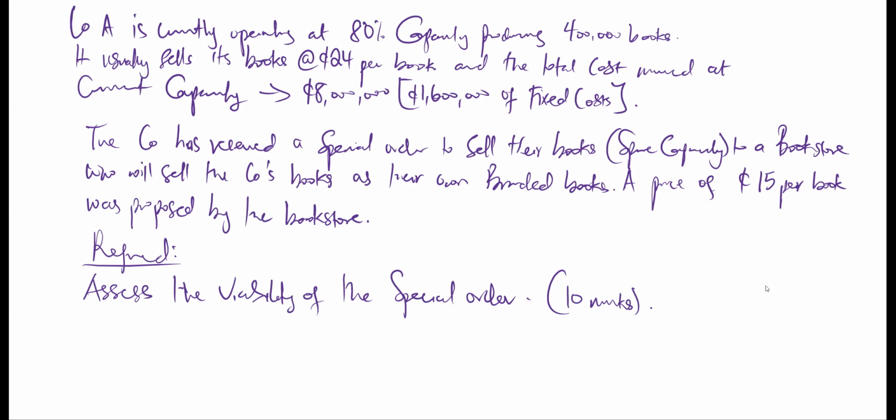Company A is currently operating at 80% capacity, producing 400,000 books. It usually sells its books at 24 cedis per book, and the total cost incurred at the current capacity is 8 million Ghana cedis, of which 1.6 million relates to fixed cost. The company has received a special order to sell their books at their spare capacity to a bookstore who will sell the company's books as their own branded books. A price of 15 cedis per book was proposed by the bookstore.